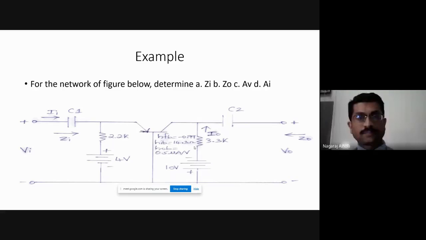Noted down here. Shubham, noted down. Yes, sir. Okay, right. Then we'll solve the example here.